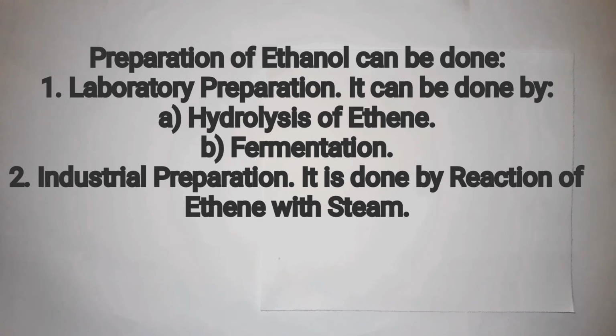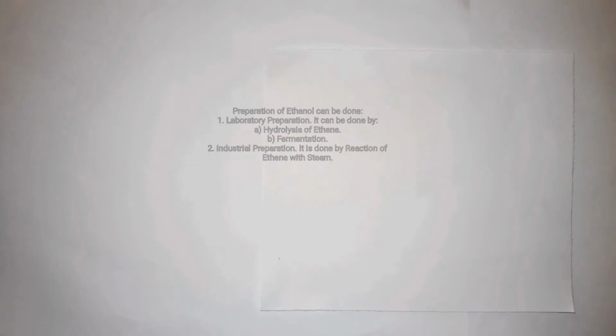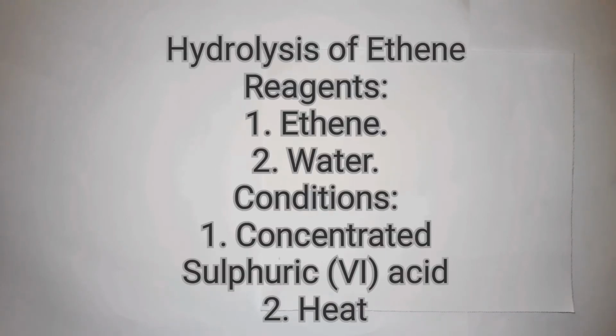So, if we begin with the hydrolysis of ethene, the reagents required are ethene and water. The condition required is concentrated sulfuric acid, which acts as a catalyst. The other one is heat. Now the product formed, that is the final product, is ethanol and concentrated sulfuric acid. Now how does the reaction occur?